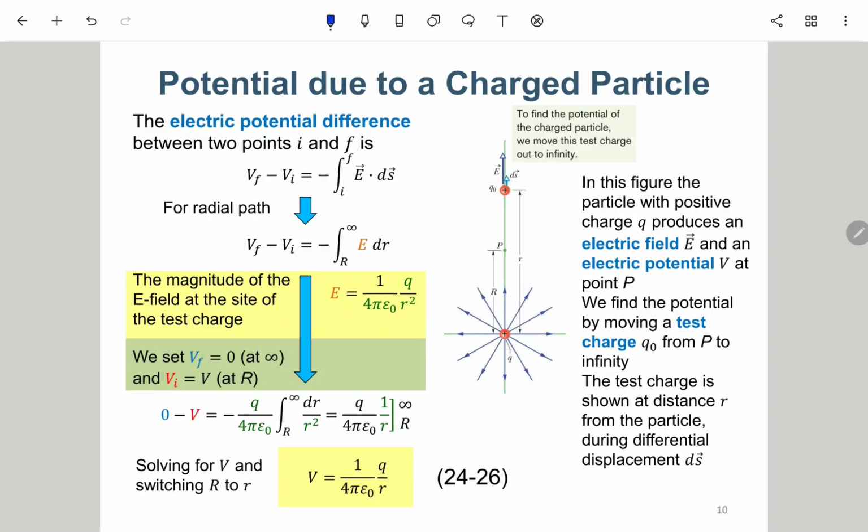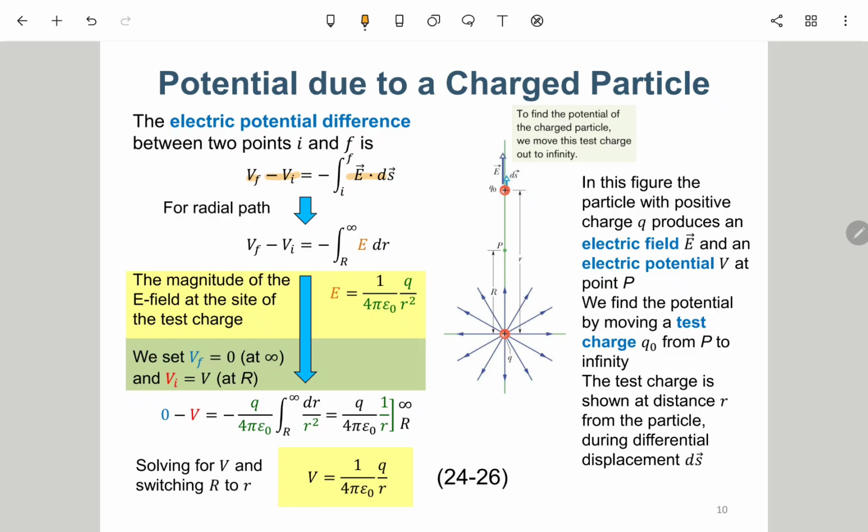Okay, so here we talk about how to calculate the potential due to a charged particle, which is the most simple case, the easiest case. So actually we follow the definition. The electric potential difference between two points i and f is Vf minus Vi equals the negative of the line integral.